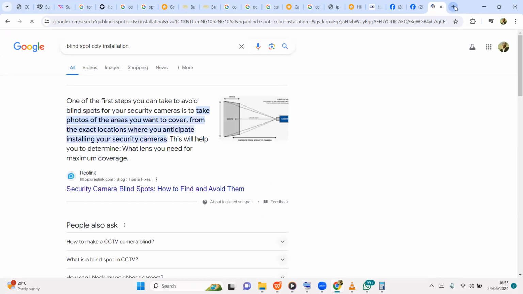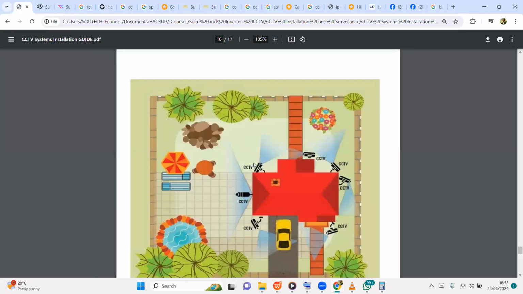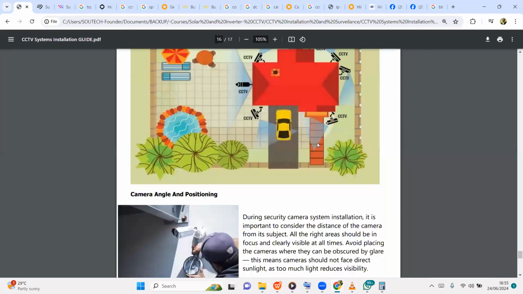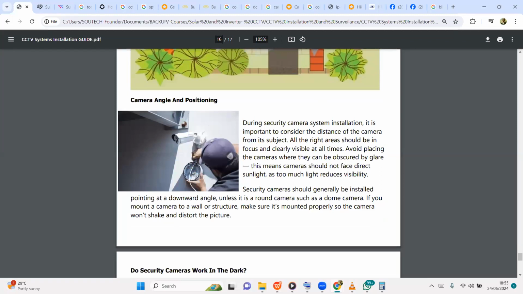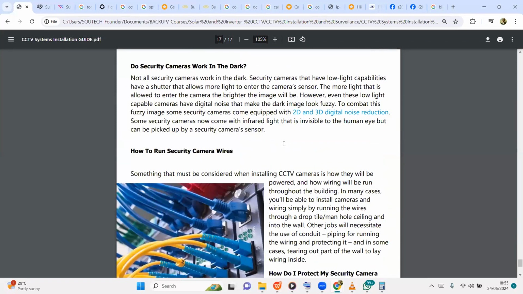Because if you have a blind spot, you can install only a few cameras and somebody can still come in, do something, and the cameras are not going to capture anything. So you need to make sure you have sufficient cameras to cover all aspects. If you look at this place, if somebody comes in straight here, this camera will capture the person. So you want to make sure that there is no part of the building that your camera is not capturing. Same thing with angle positioning. You want to position properly.